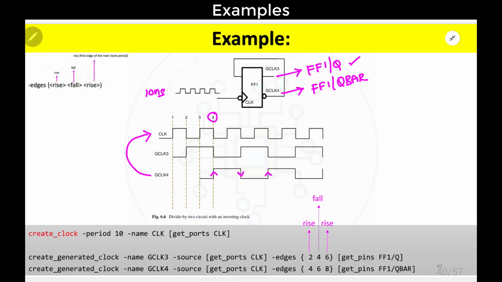So this is 4, 5, this will be around 6, this will be 8. So edges will be 4, 6 and 8. So edges are 4, 6 and 8 and it is flip flop 1 Q bar. Here we are not writing hyphen invert. Why? Because this is negative edge trigger and we are writing it with respect to edges. If you are not writing it with respect to edges, then you have to mention hyphen invert. So here directly we are using edges, so there is no concept of hyphen invert here.